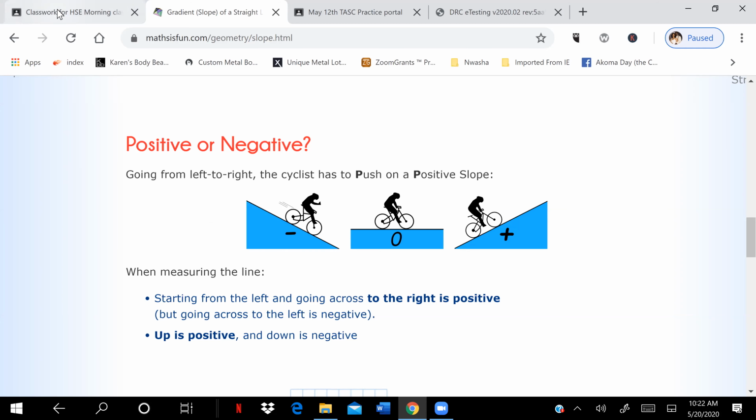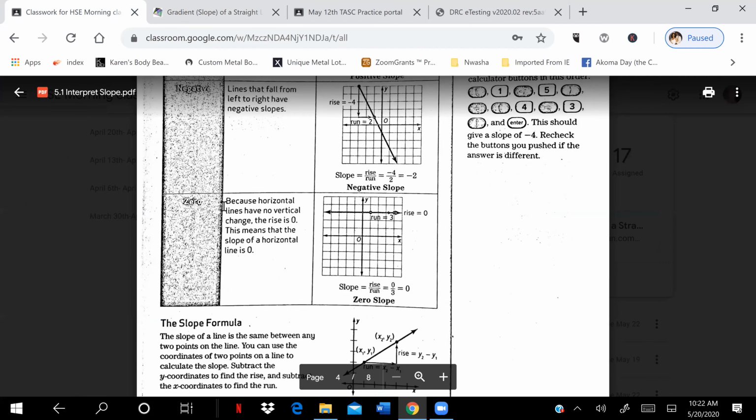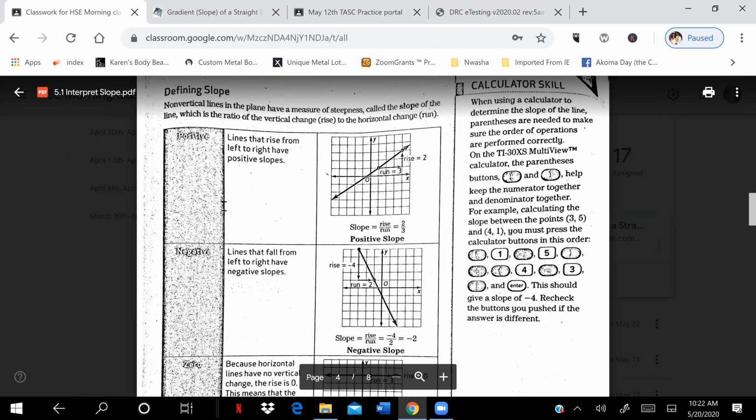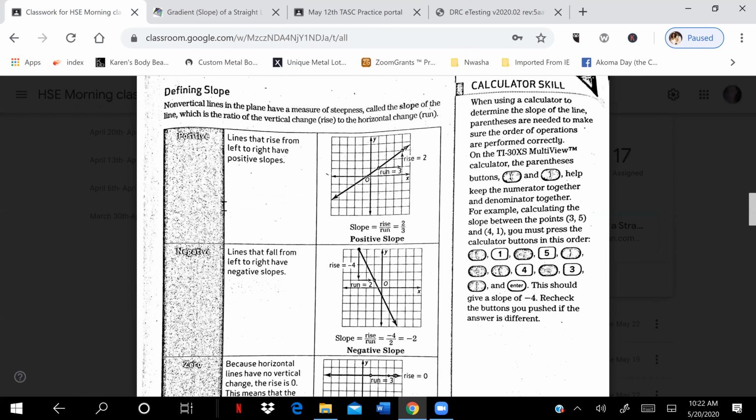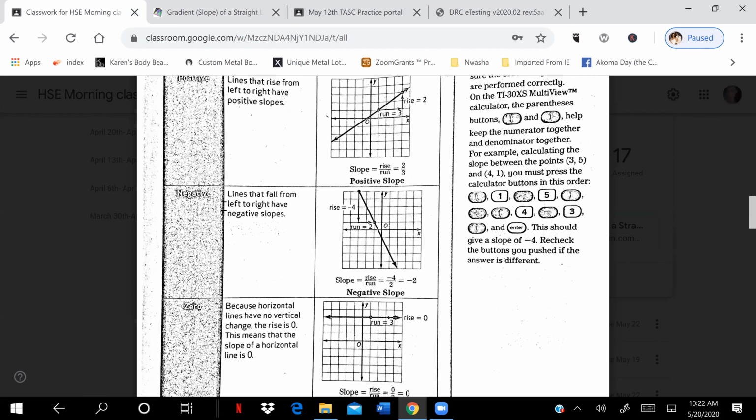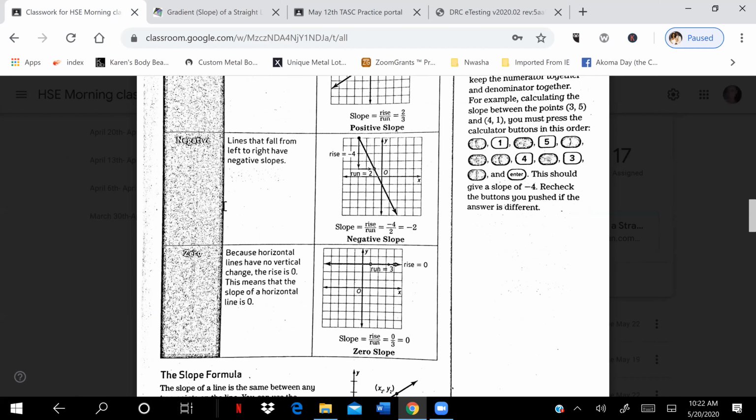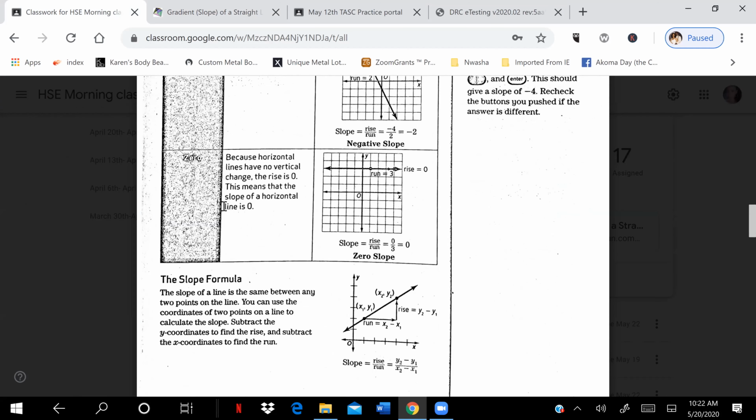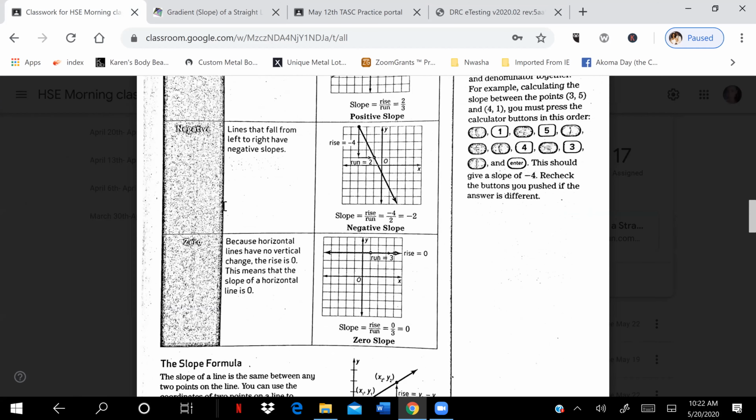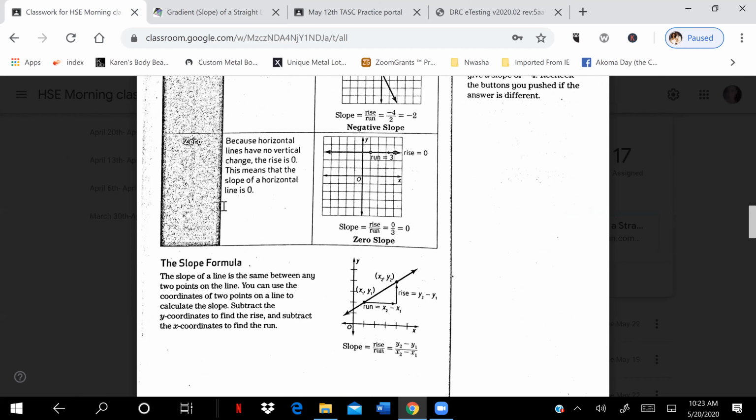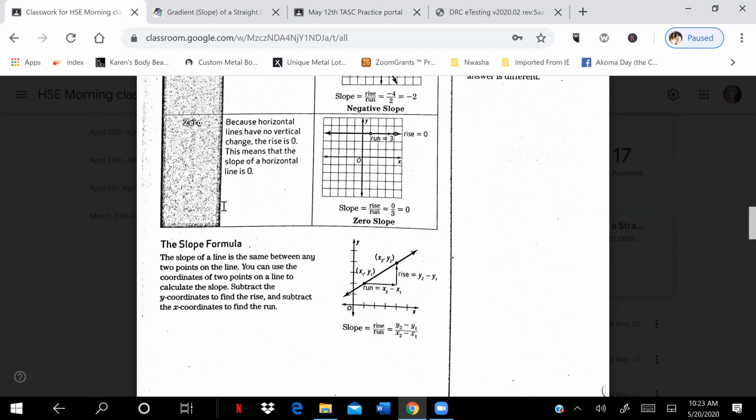On the handout, if you have a positive line, the line rises from the left and has positive slope. If you're looking at a negative line, the line will fall from left to right and it has a negative slope. If you're looking at a horizontal line, there is no slope, so it's going to be 0. If it's just up and down, it is undefined. So if it is the elevator style, then it's just undefined. Now we're finally getting to the formula that is on the task practice portal.